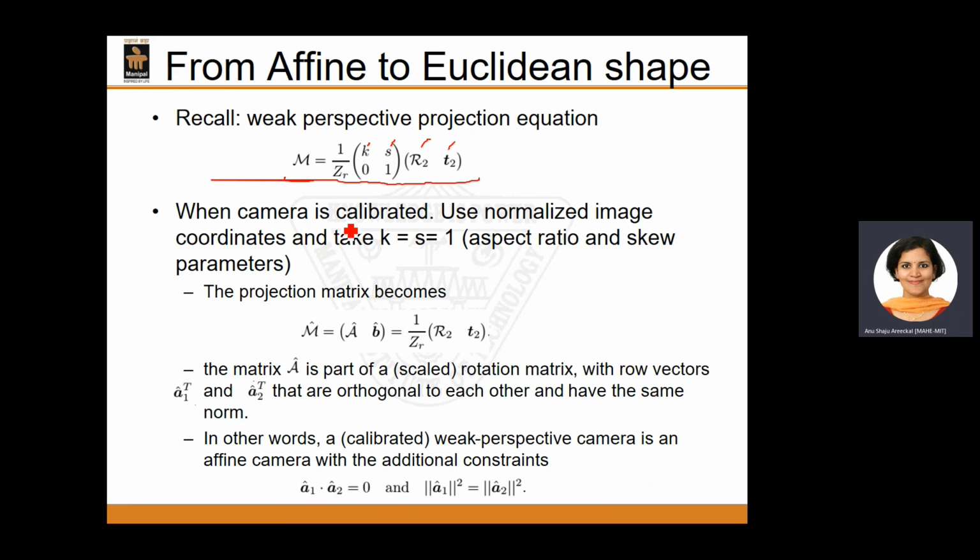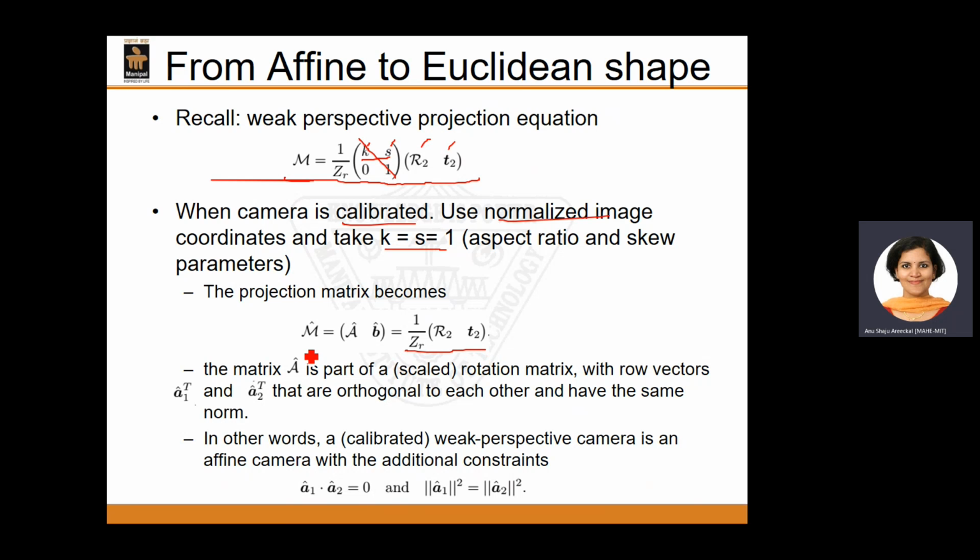Now, let us assume that the camera we are using is calibrated. In that case we can work with normalized image coordinates, and I can assume these to be 1, in the sense I need not consider these within the equation. If it is a calibrated one, that means it is already known to us, right? So let us take k is equal to s is equal to 1 and simplify the equation. So then the equation just becomes 1 by z [R T], right?